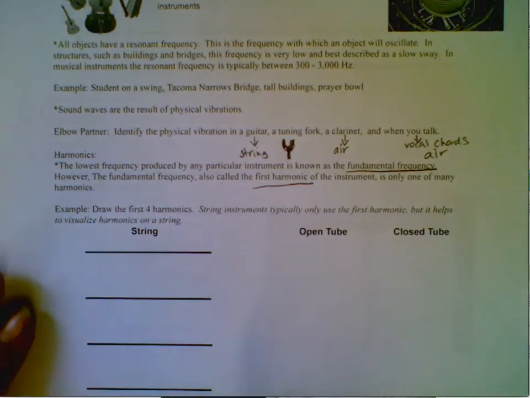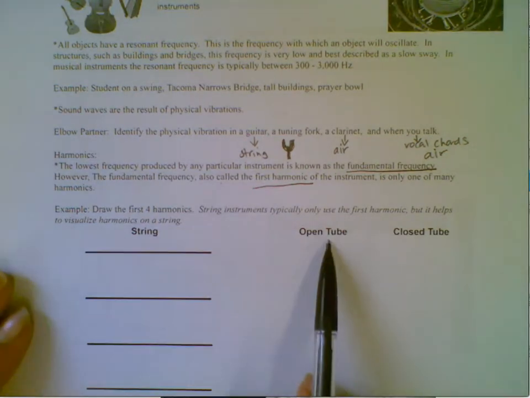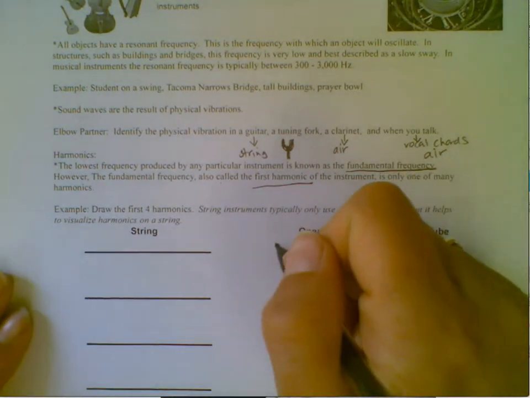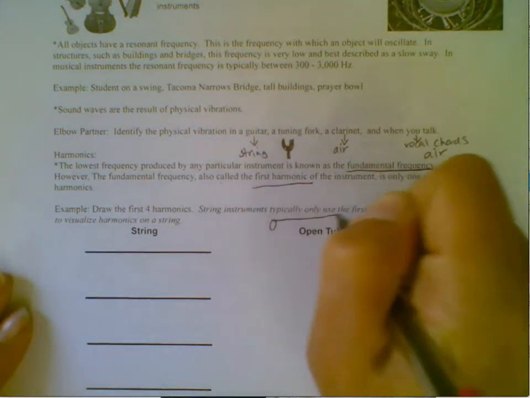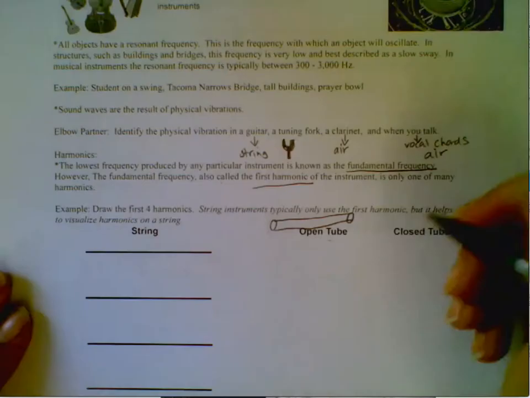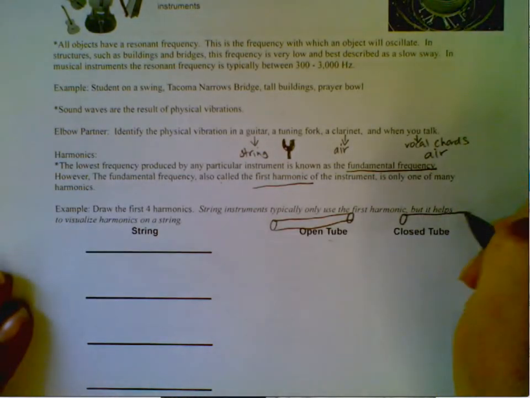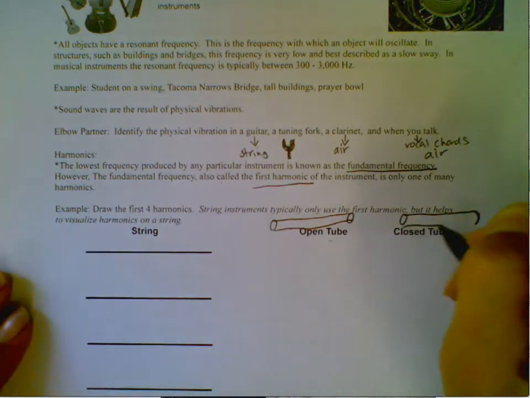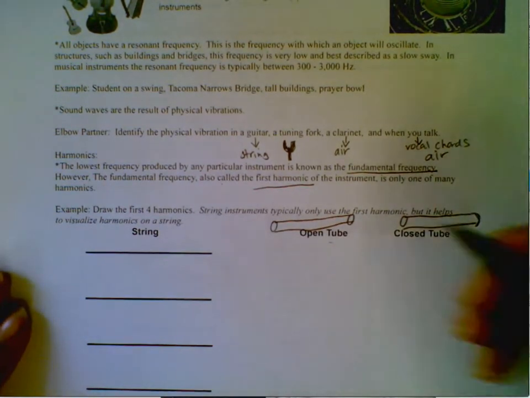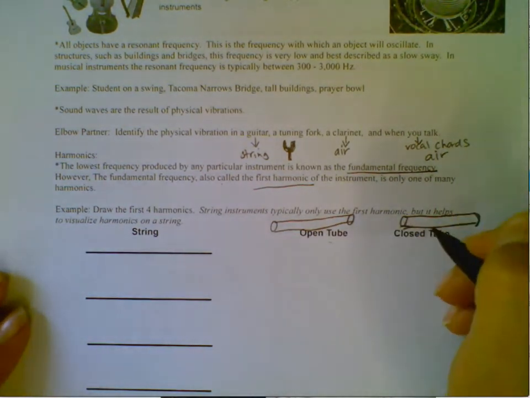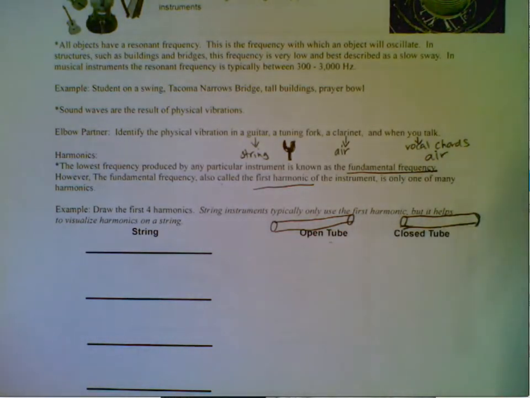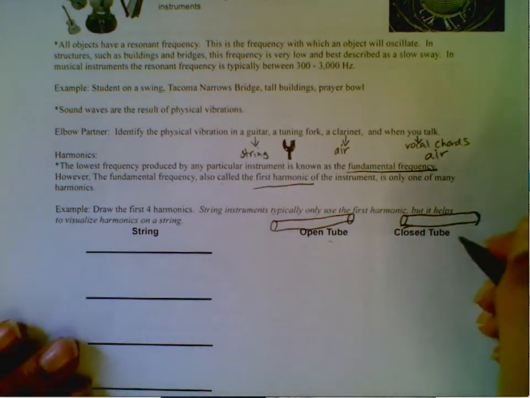But I'm going to draw these harmonics for a string, an open tube, which would mean that it would be a tube that's open at both ends. Okay, and then a closed tube would be a tube that's closed at one end. All right, if you have a tube that's closed at two ends, the air can't vibrate, right? We can't hear anything. So it's only closed at one end.